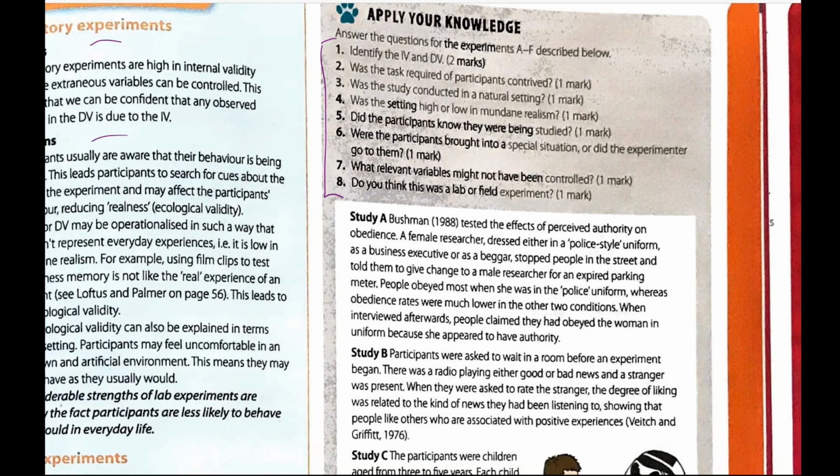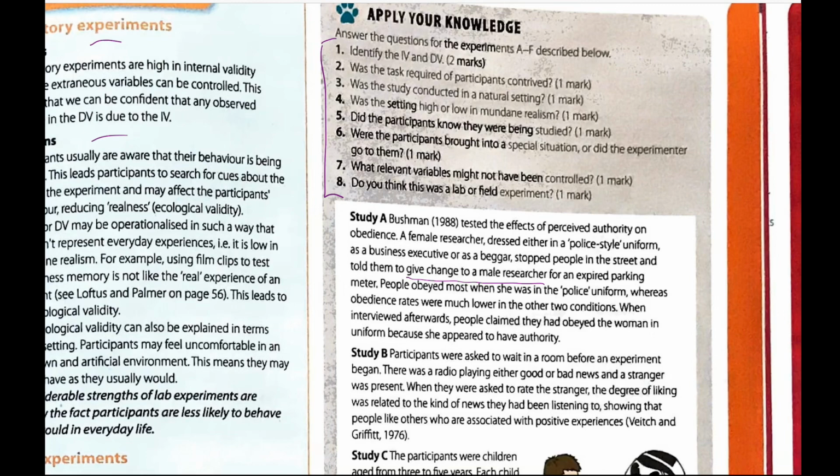They're asking you for number 1 to identify the independent variable and the dependent variable. In this particular study, the independent variable is the woman's attire being changed. So she was either dressed in a police style uniform, business executive, or a beggar. Those are 3 levels of the independent variable. And the thing that was being measured was people's obedience. But how did we operationalize obedience in this study? It was measured as to whether they actually gave the change to the male researcher or not. So that's the operationalization of the dependent variable.